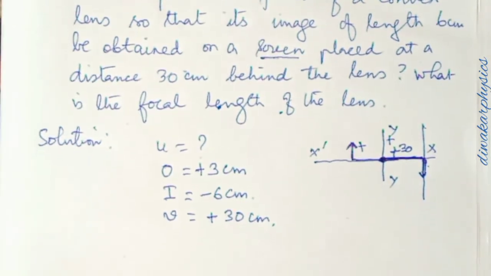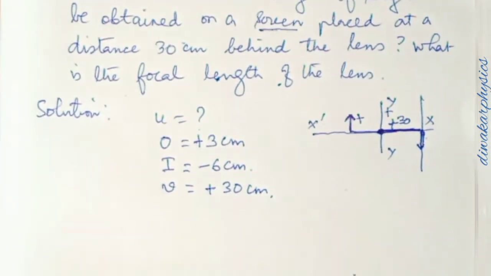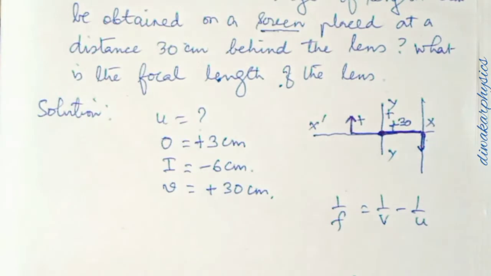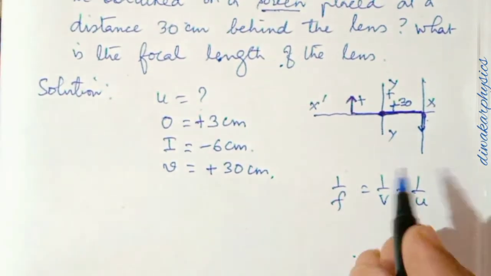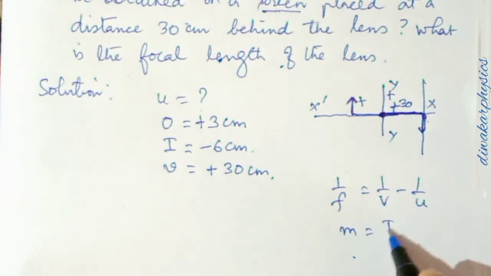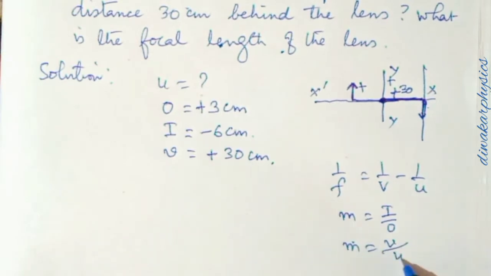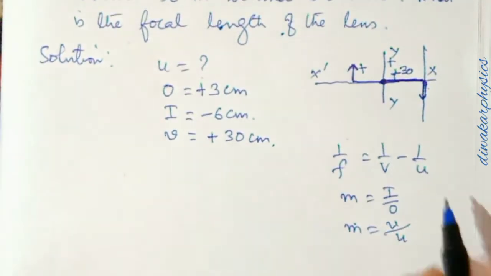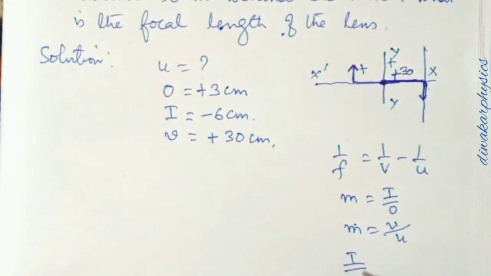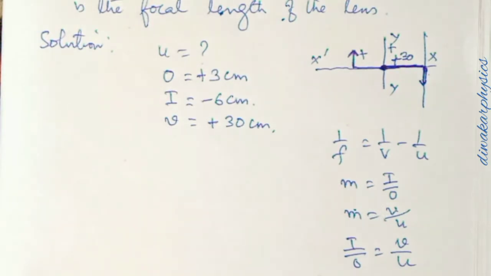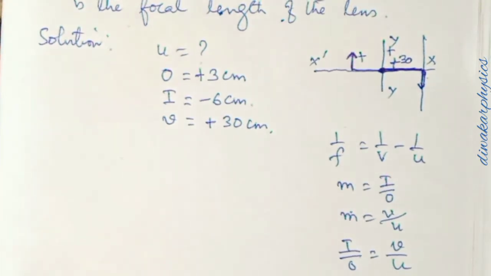Now what formula do you have to use? The formula to be used here: first you have 1 by f is equal to 1 by v minus 1 by u. This is the lens formula or lens equation, and m is equal to I by o, or you can use m is equal to v by u also. That's why we can use the formula I by o is equal to v by u. This formula can be used here because the image length and object length are given. So I'll use this formula for this part.